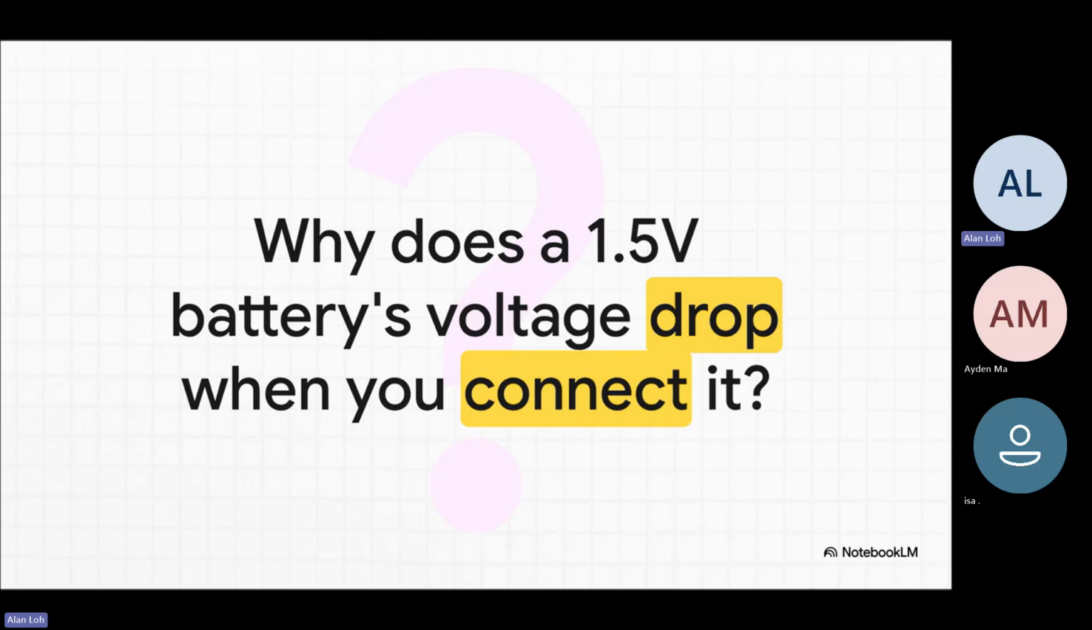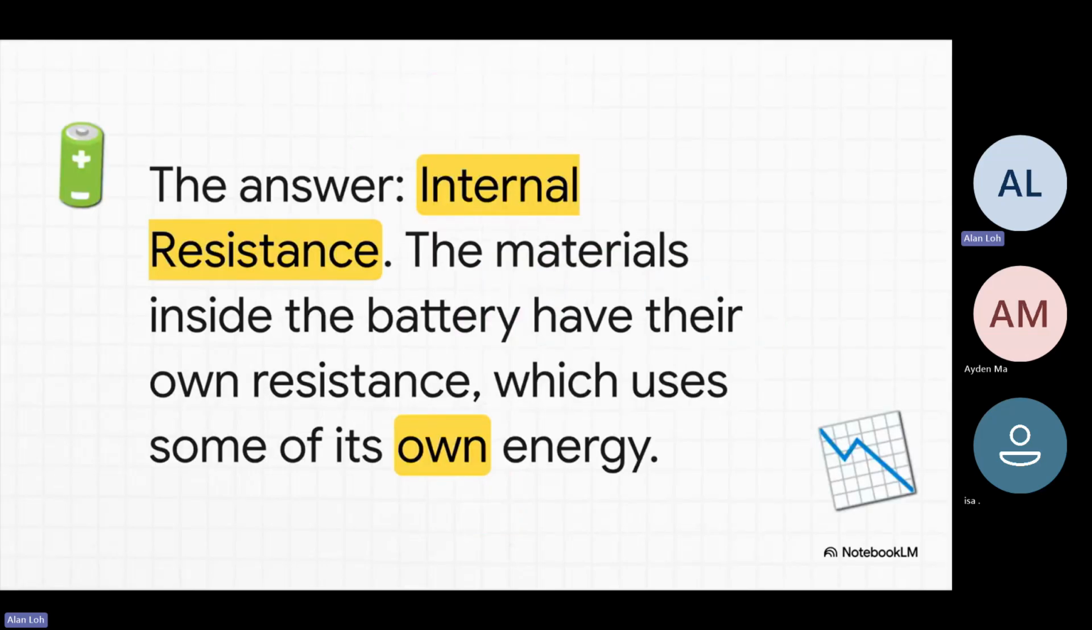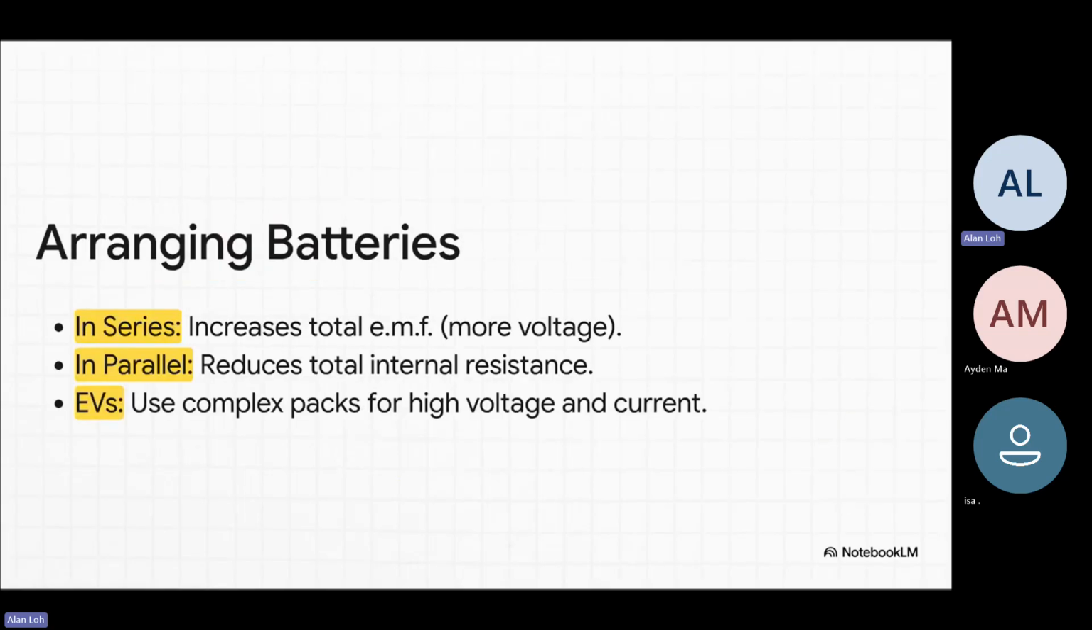Why does that happen? Well, the answer is internal resistance. It turns out the stuff inside the battery, the chemicals, the electrolytes, has its own resistance. So the battery actually has to use up a little bit of its own energy just to push the current out of itself. It's like the battery has to pay a tiny little self-tax on every bit of power it sends out. And knowing this is absolutely critical for engineers.